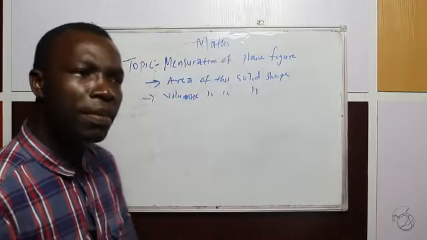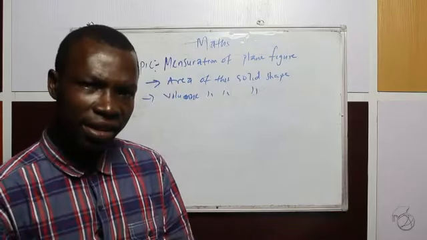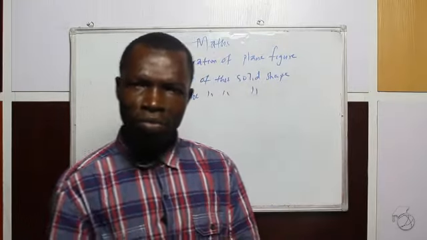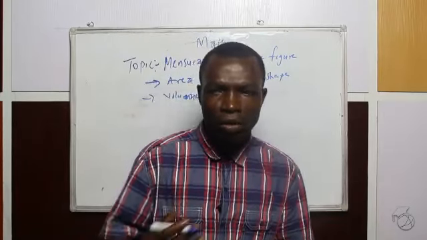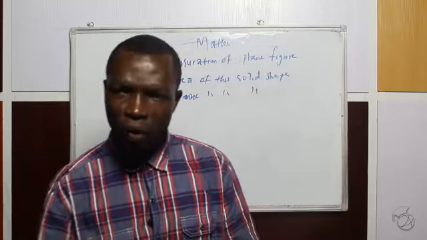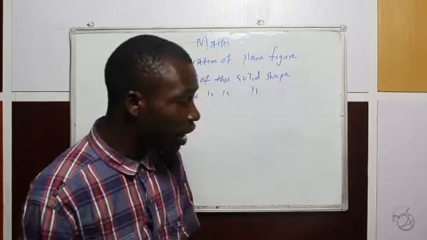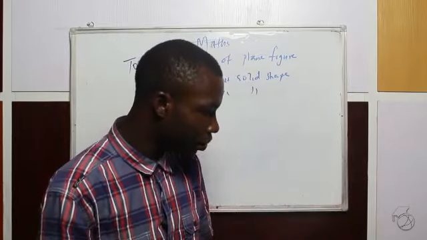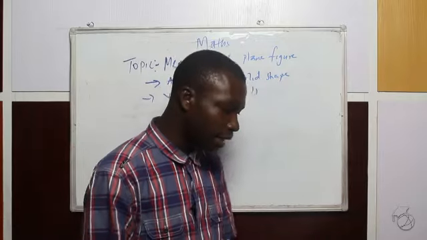Now, what do we mean by volume? Volume is the space occupied by any given solid. We all remember what matter means. One of the characteristics of matter is that it has volume, it occupies space. So volume is defined as the space occupied by any given solid. Now, I want us to consider the sphere, as I've said earlier on.